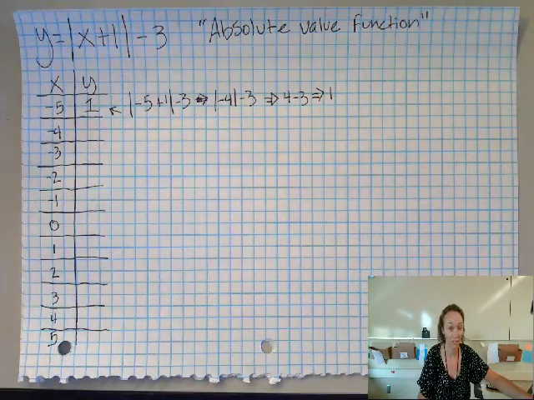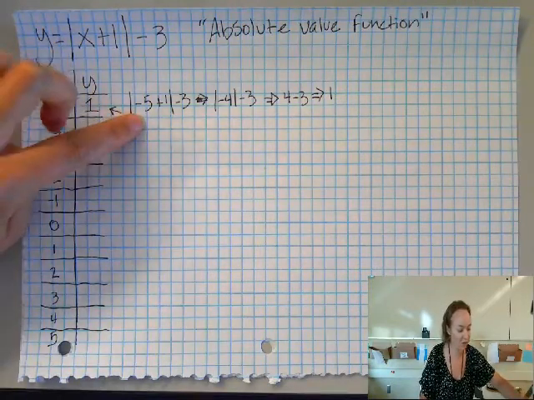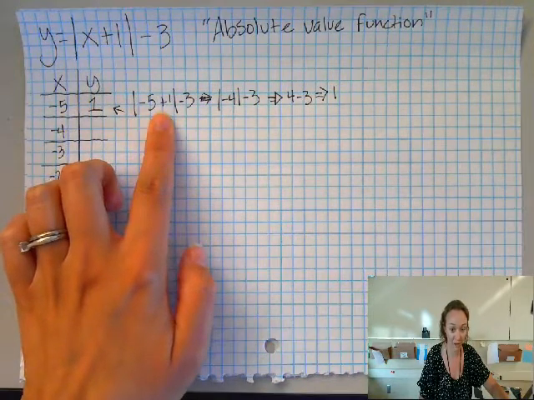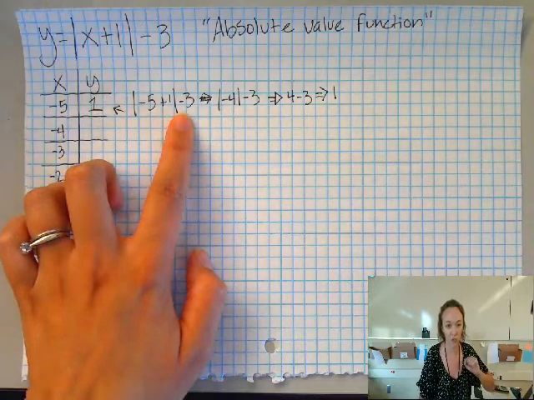All right. For x equals -5, did you get y equals 1? That's what we should have had. Because if you put -5 in, -5 plus 1, that's -4. We need the absolute value of that, which is +4, and then -3, which gives you 1.